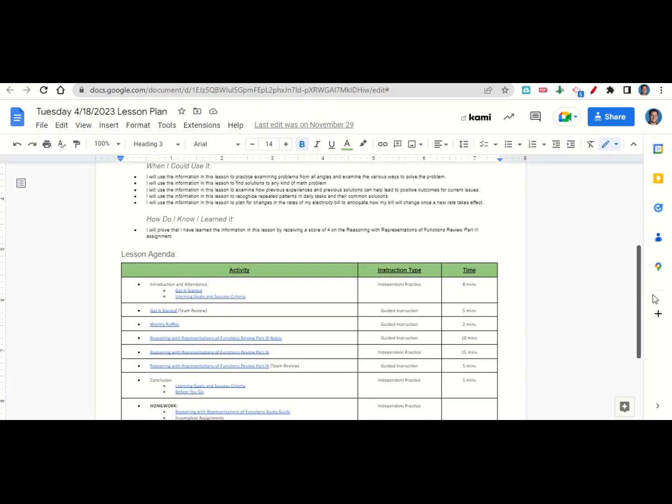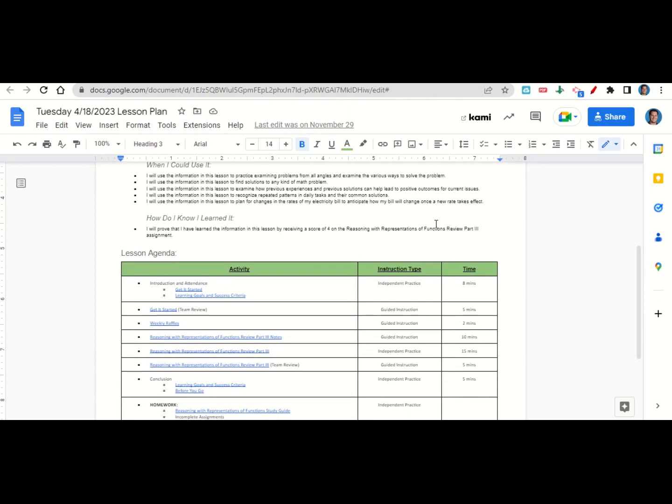Now let's take a look at our agenda for today. We will begin by going over the learning goals and success criteria. While we do that, you'll fill out your Get It Started. Once you've completed your Get It Started, we'll go over it together and answer any questions that you may have. Next, we'll do our weekly raffle.